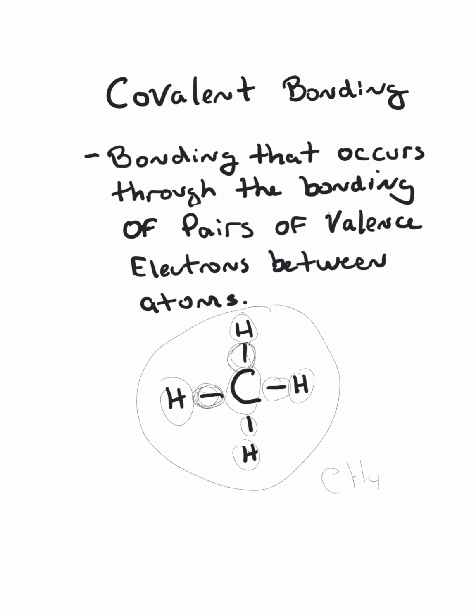Here, this is another line that indicates a pair of valence electrons being shared between the hydrogen and carbon. There's two valence electrons there. One of those valence electrons is from carbon. The other valence electron is from hydrogen. And the same is true for this hydrogen, as well as over here. If you see two lines between atoms, that means there's two pairs of valence electrons. If I see three lines between bonding atoms, that means there's three pairs of valence electrons being shared.